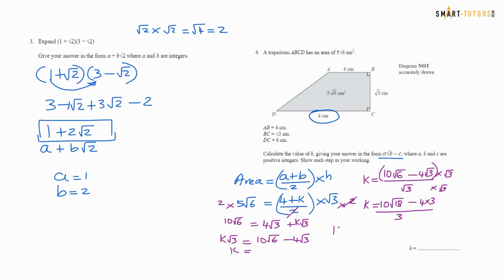Now we are going to simplify. k equals, just for your information, root 18 can be written as root 9 times 2. Root 9 we know is 3, so this is 3 root 2. So 3 times 10 is 30 root 2 minus 12 over 3. So for the final answer, we divide both numbers by 3. 30 divided by 3 is 10 root 2, minus 12 divided by 3 is 4.